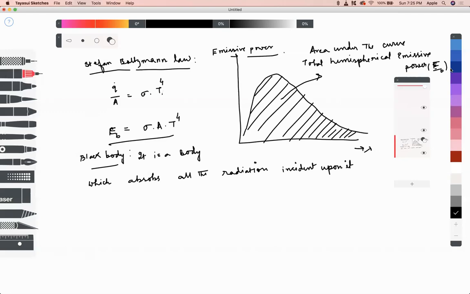You can also get it with respect to a real surface, but we will discuss the real surface a little later. Now, your Stefan-Boltzmann law gives the value of total hemispherical emissive power. Why is it hemispherical? Because essentially, when radiation leaves the surface, it leaves in the form of a hemisphere, in all possible directions. That is why we call it the total hemispherical emissive power.